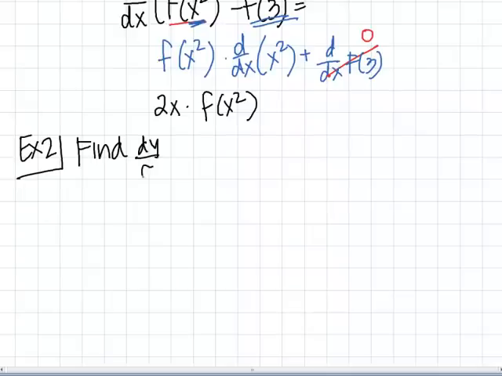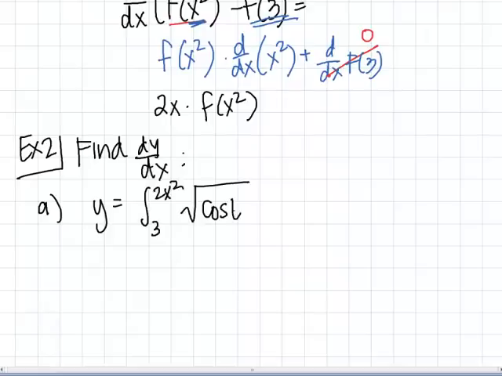So let's find dy/dx. So let's see, let's let y equal the integral from 3 to 2x squared of the square root of cosine t dt. Okay, and again, just like yesterday, the derivative of the integral is just the function itself. But again, what's different today is that we have a function other than just a simple little x up in our upper limit.